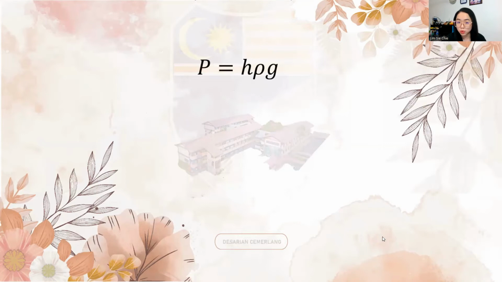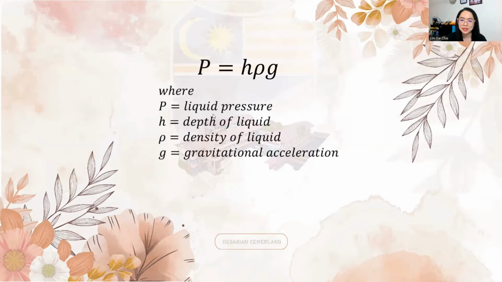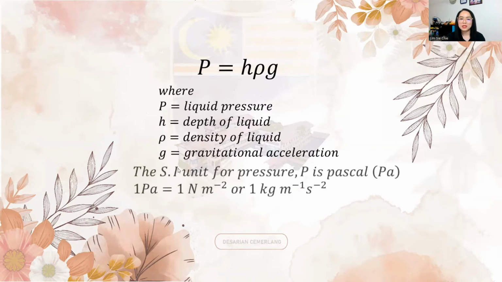So I know that P is equal to H rho G, where P is the liquid pressure, H is the depth of the liquid, rho is the density of the liquid, and G is the gravitational acceleration. The SI unit for pressure is Pascal, where 1 Pascal is equal to 1 Newton per meter square. Now, how do I get Newton per meter square? This is where you get it: P is equal to F over A. You learned this in Form 2. Let's say you don't remember this, you ask me in class and I'm going to explain to you. Or 1 kg per meter per second per second.